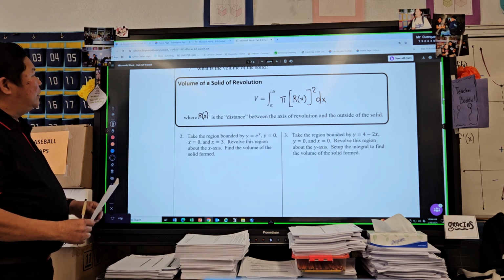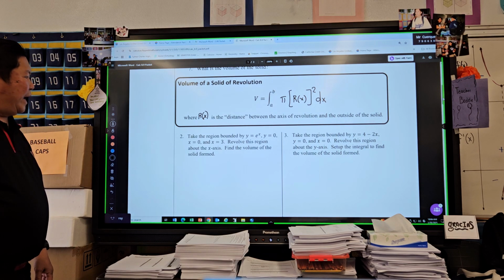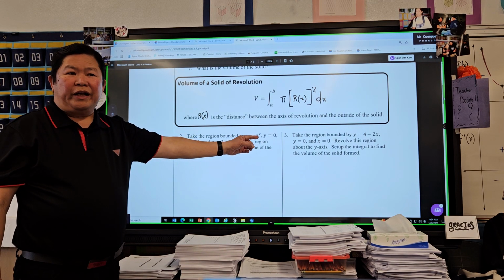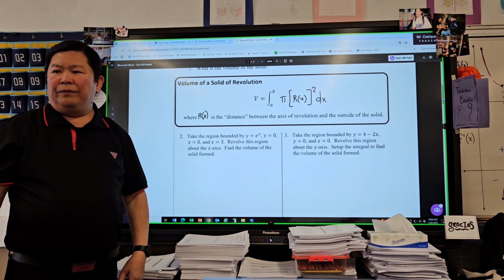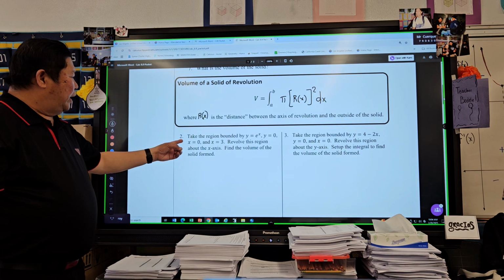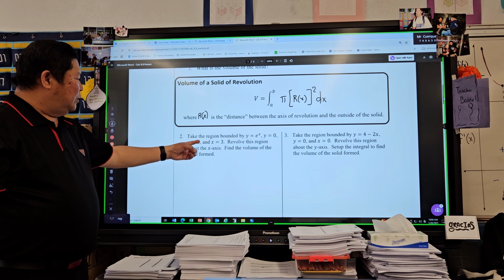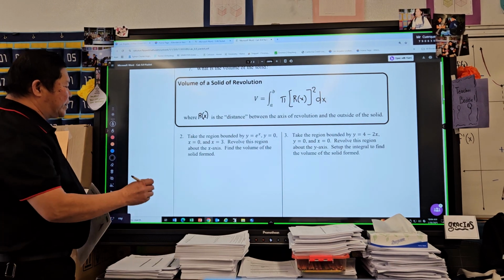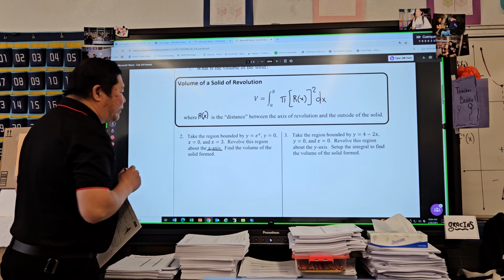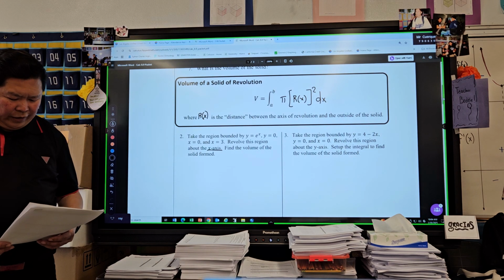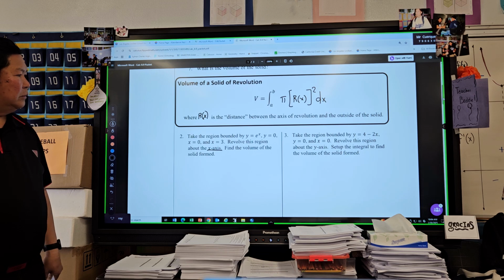So let's have a problem. Take the region bounded by, what is this? Exponential, right? E to the power of x. And then y equals 0. And then x equals 0. And then x equals 3. Revolve this region about the x-axis. So the axis of revolution is along the x. Okay. So what to do now?